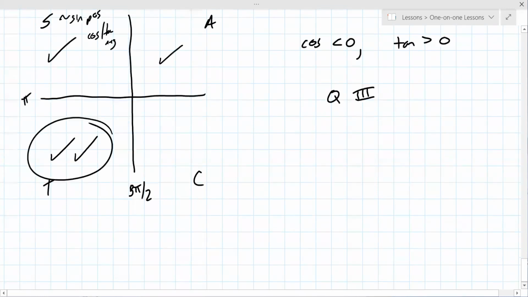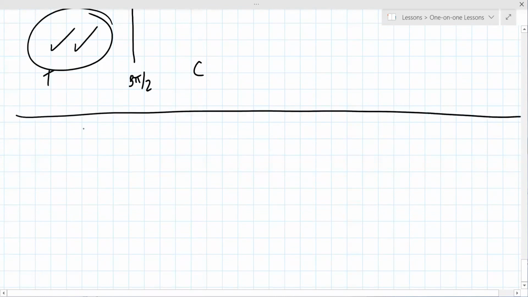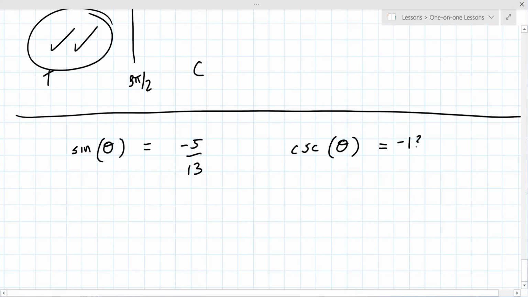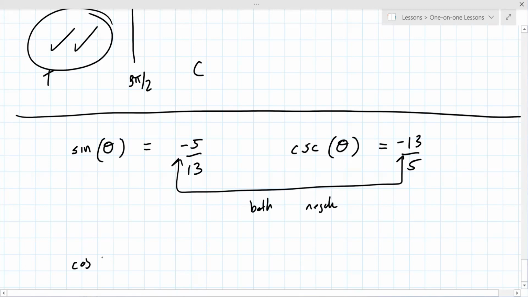Okay, now we're going to talk about something very much related. I appreciate you allowing me not to stick to just what's on here, because it allows you to actually learn a few more things. If I tell you that sine of an angle is minus 5 over 13, what is the cosecant of that angle? 13 over 5, negative 13 over 5. Do you notice that they're both negative? Yes. Okay. We're going to do the same thing here. Let's say I tell you that the cosine of an angle is minus 4/5. What is the secant of that angle?